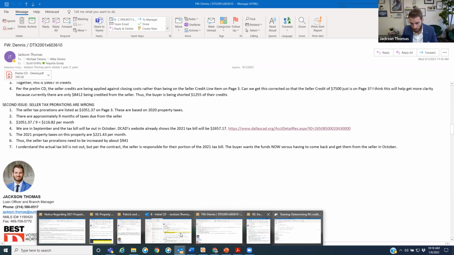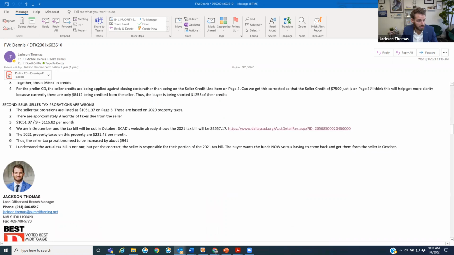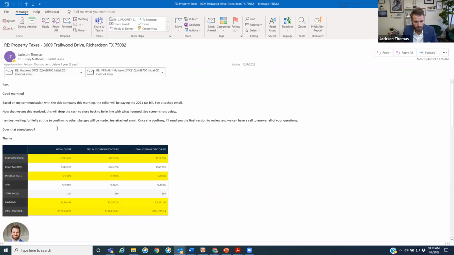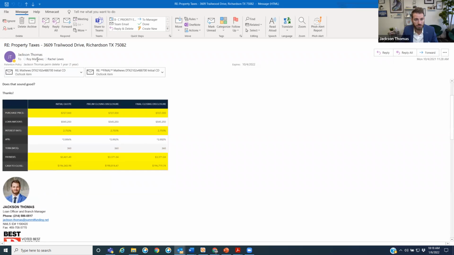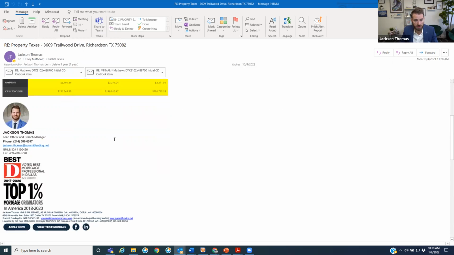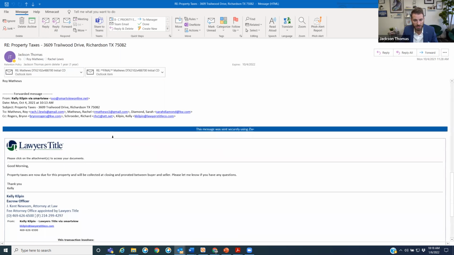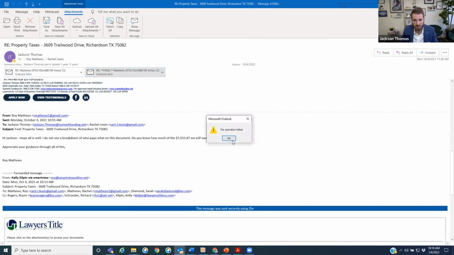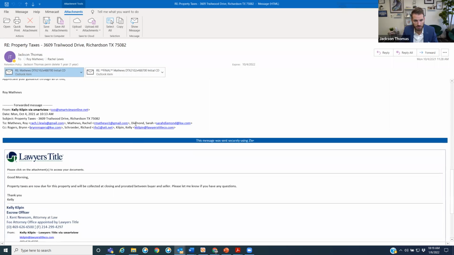Another example, property taxes. Here, the seller's paying the tax bill. Like the Matthews file, Rachel and Roy Matthews, this is going back to what I was talking about. This was, I think, a November closing, and the CD got all screwed up because when we sent out the initial CD, oh, will it not open up? Oh shoot, I saved this email.